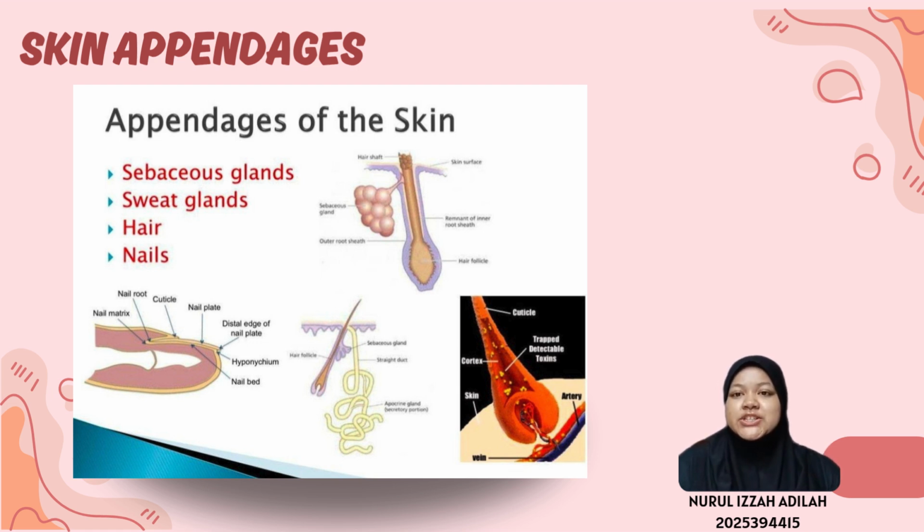I will be explaining the skin appendages of the integumentary system. Skin appendages are structures that develop from the epidermis that include hair, nails, sweat glands, and sebaceous glands. These structures work together to protect the body, regulate body temperature, and maintain healthy skin.